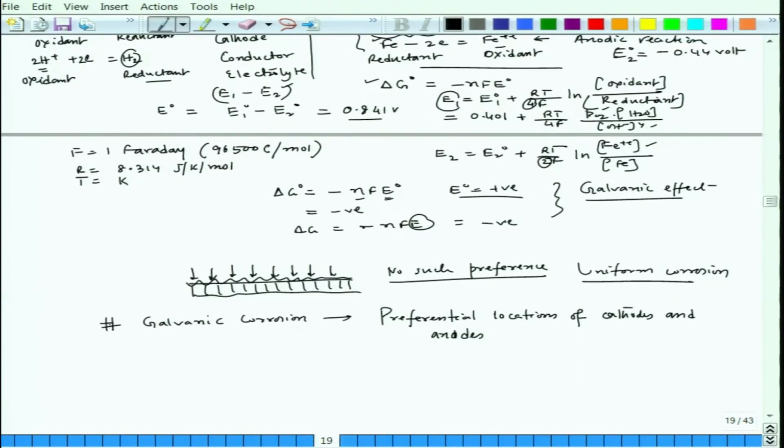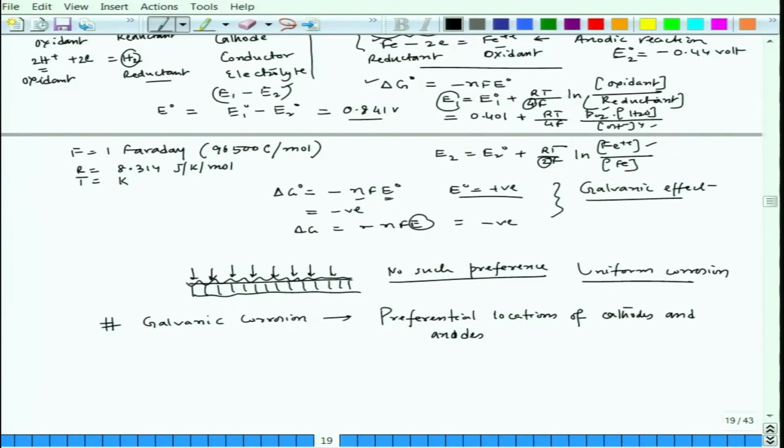Now, whenever we talk about preferential locations of cathodes and anodes, it can happen on the same plate due to concentration effect, that is what we have understood in the rain droplet example, or it could happen due to some metal deposition, for example, the copper deposit on the steel plate, and that copper deposit can lead to a galvanic effect. Okay. So, that is also there. Those parts we will talk about later, how this preferential location effect would come.